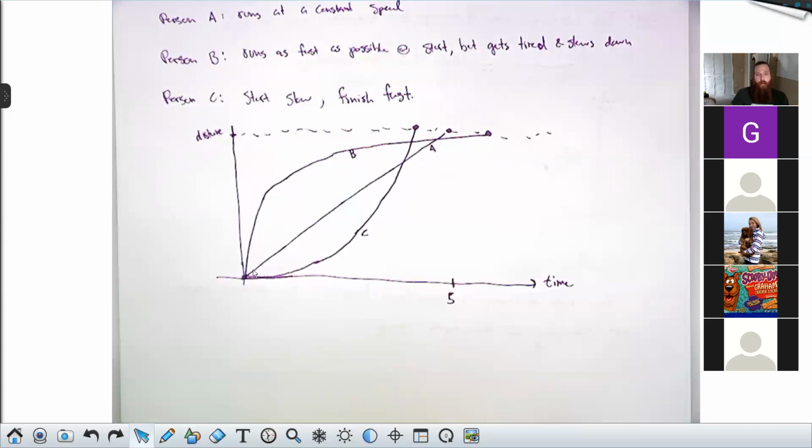Person C started off very slow, maybe walking, picking it up to a jog, and then going faster. Their slopes are getting steeper. And at the very end, they're going just as fast as person B was at the start.